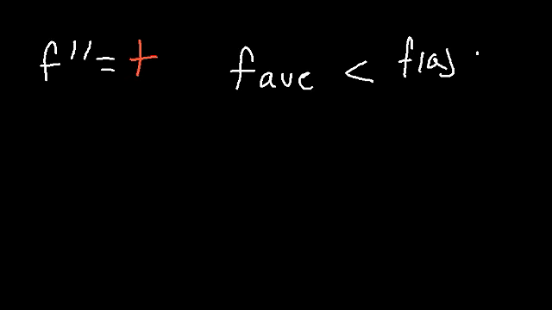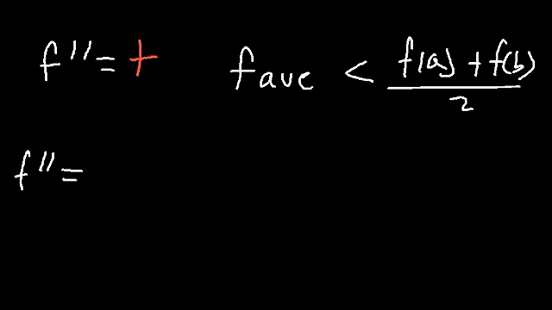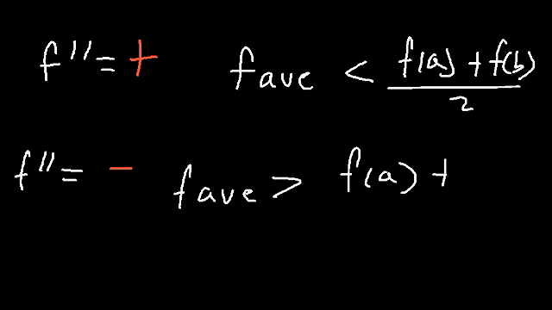Now, whenever the function was concave up, or when the second derivative is positive, it turns out that the average value is less than the average of f of a and f of b. And when the function was concave down, or when the second derivative was negative, the average y value was greater than the average of f of a and f of b.